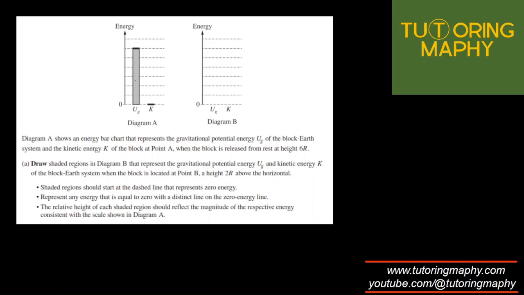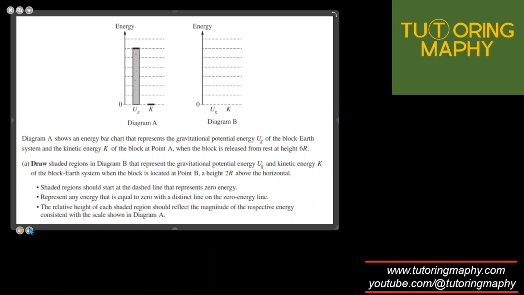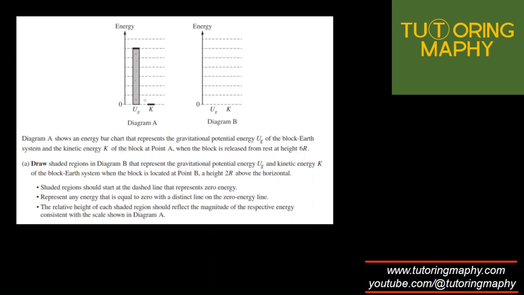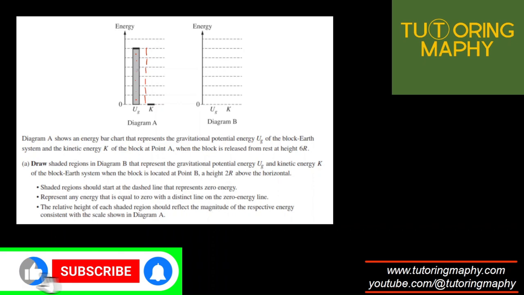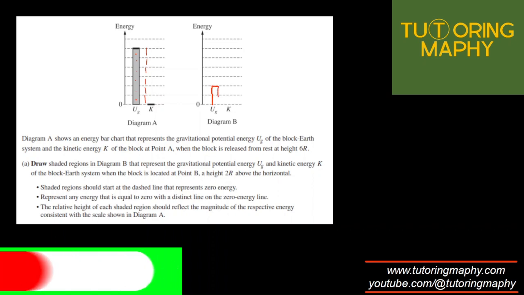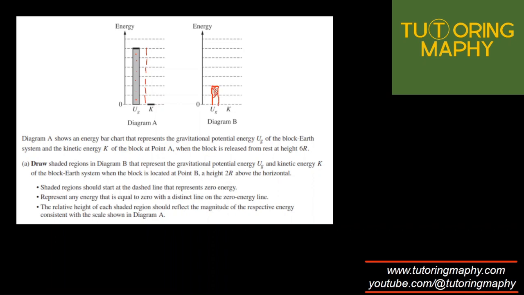So 1, 2, 3, 4, 5, 6. So UG has six small heights included. 1/3 of 6 is just 2, so we will include 2 bars. That's going to be UG. And for kinetic energy, I'm going to include 4: 1, 2, 3, 4. That's going to be the kinetic energy. That's how it should look.